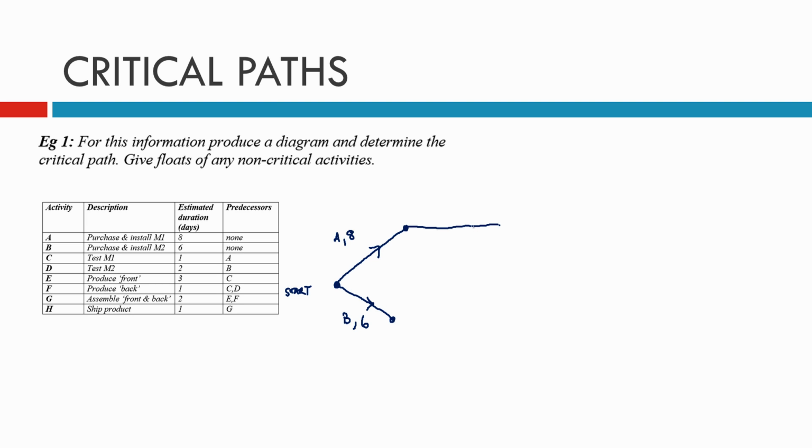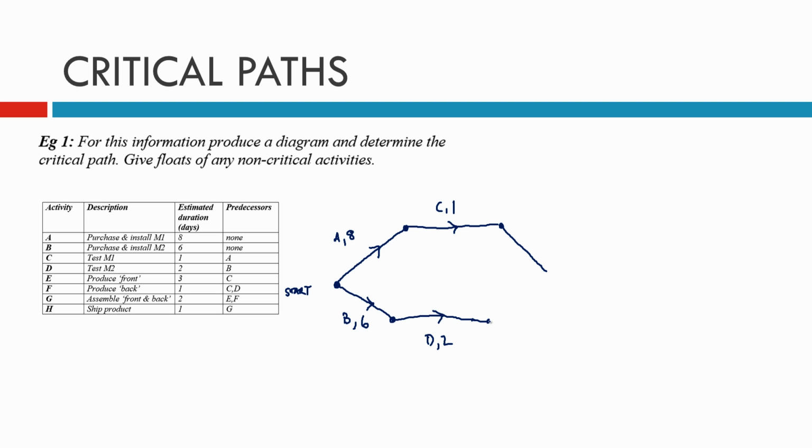Now, for activity C, that follows after A. It says A is a predecessor of that, so activity C has to come straight after A, and that's C with a duration of 1 day. Then the next one is D. D follows B, and that has a duration of 2. So we've got to make sure that things are following each other properly.